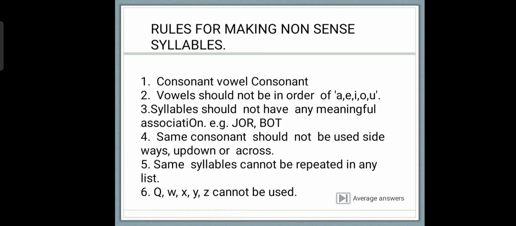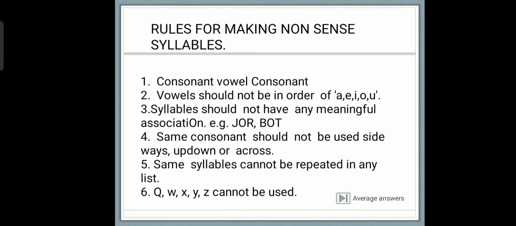Like I have given you two examples. Why? J-O-R, it's jor. It is actually nonsense for many of you, but for the Bengali ones, it reminds of fever. B-O-T, though it does not have a meaning, but in English we have an association with bot. So this is the thing I was talking about, that the syllables should not have any associative value.